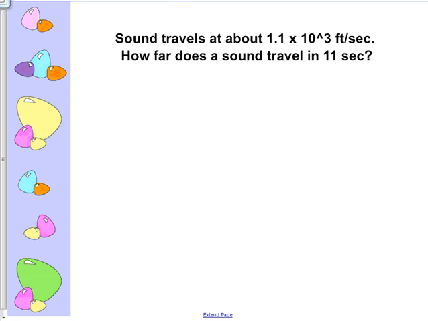All right, so this next one deals with the same type of idea. Sound travels at about 1.1 times 10 to the third power feet per second. How far does sound travel in 11 seconds? Okay, so we can use that same distance equals rate times time formula. And you're going to notice that we don't have to do any converting because our problem has already set up the units in the correct way. We have feet per second and seconds. We don't have to convert anything.